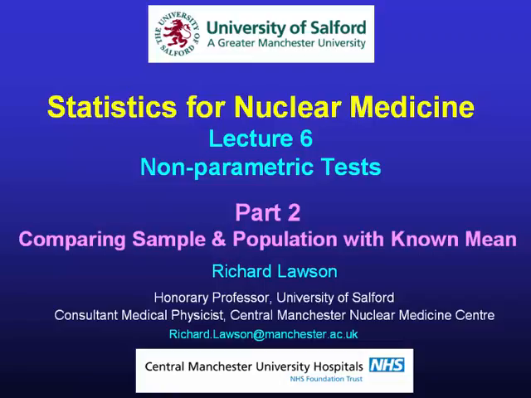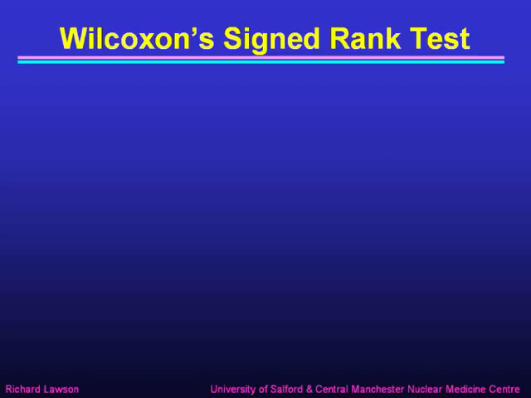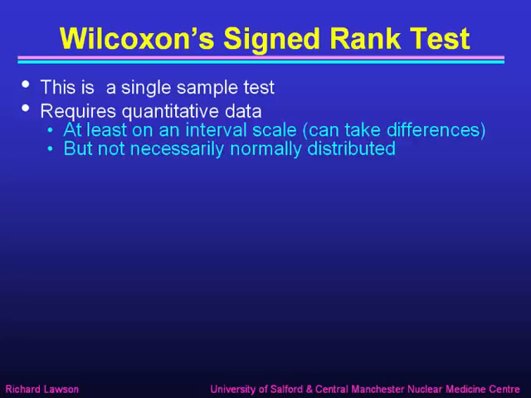This is the second part of my lecture on non-parametric tests. I'm going to be talking about tests for comparing a sample and the population with a known mean. The test that we're going to be using is Wilcoxon's signed rank test. It's a single sample test that only requires one sample of measurements, but it does require quantitative data.